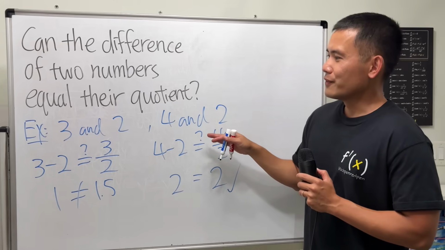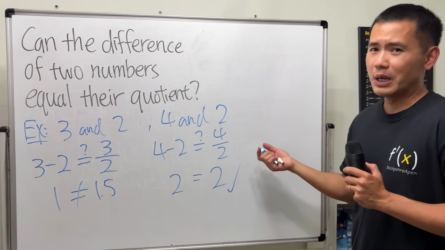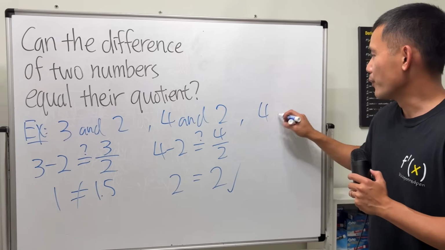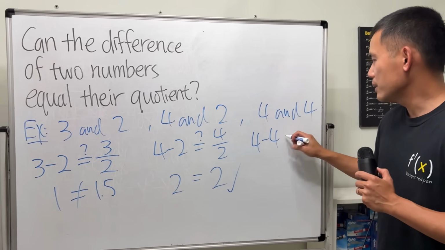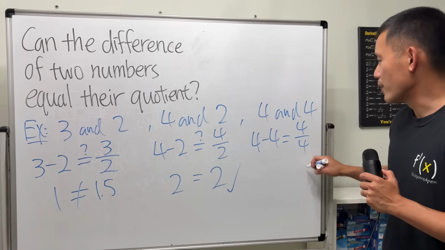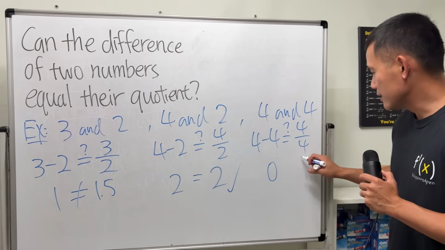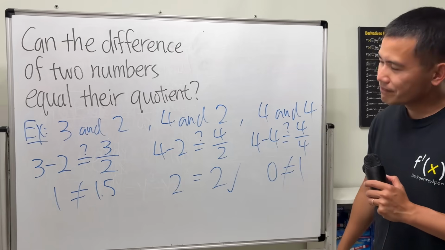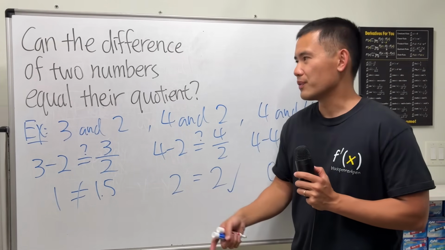But can we actually find out other numbers though? By the way, what if the numbers are the same? Let's say if we have 4 and 4. Well, it's not going to work. 4 minus 4, is that equal to 4 divided by 4? Of course not, because 0 on the left and this is 1, so they are not equal. Okay, let's see if we can find all the possibilities for this.